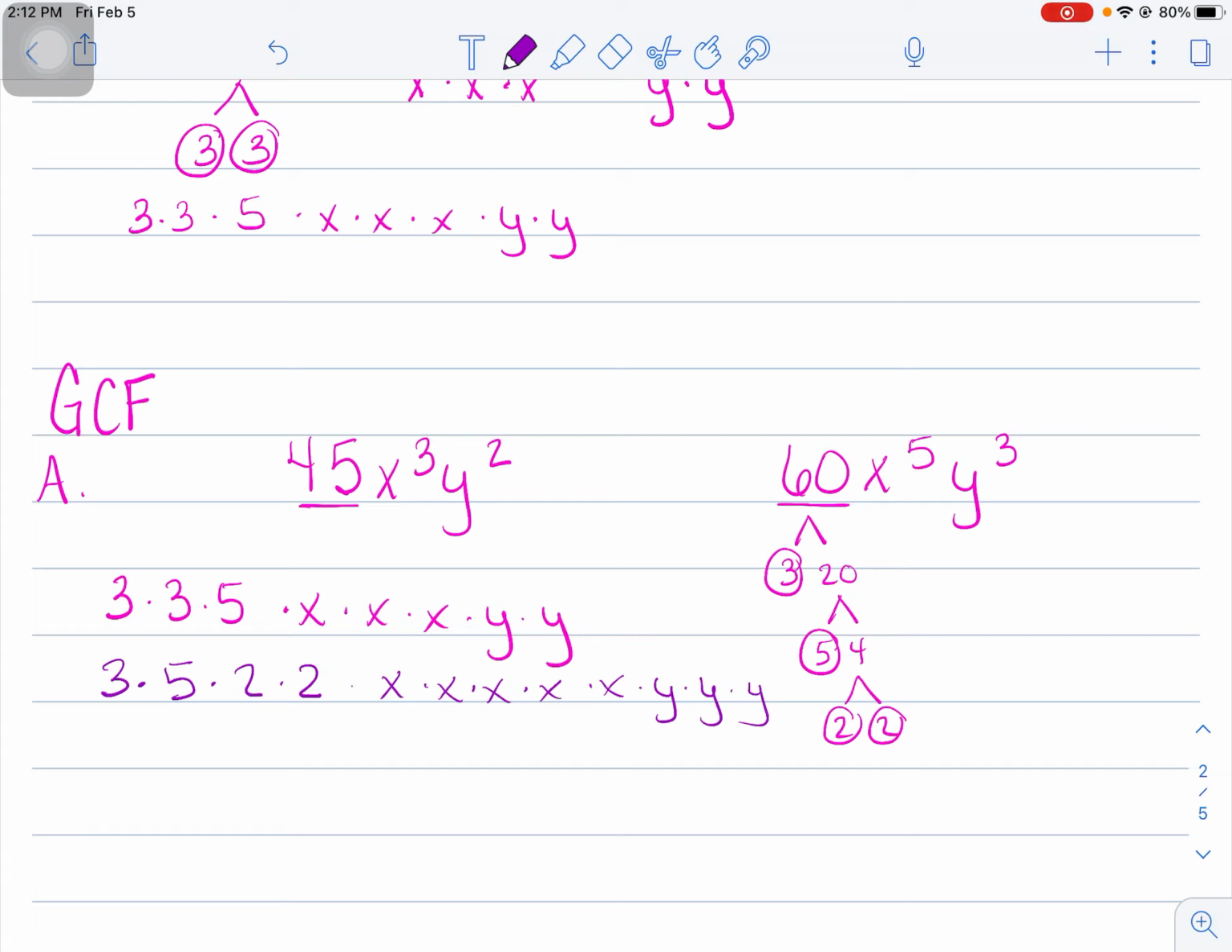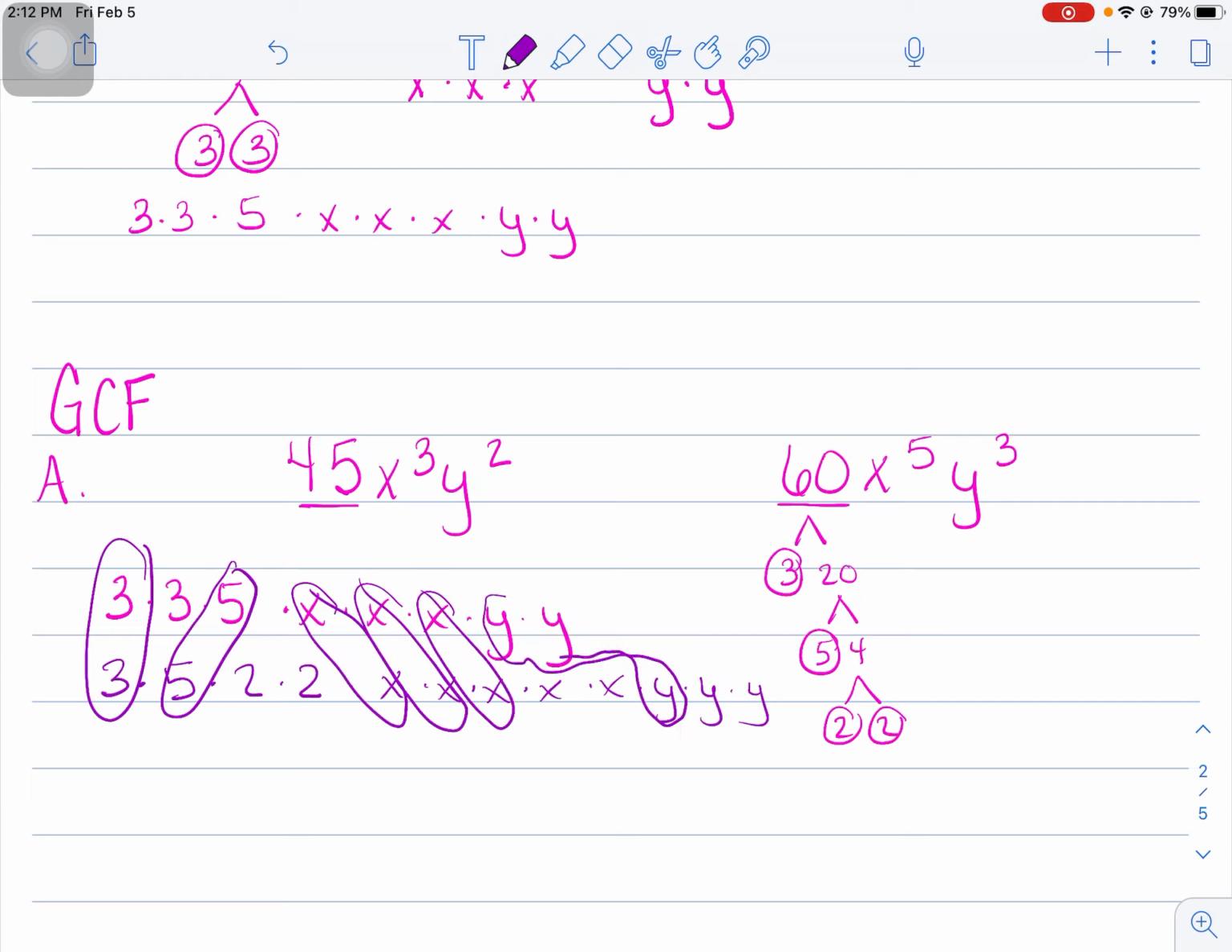Now, we're going to look and think about what matches up. So if I look here, I have 3's that match up. I have some 5's that match up. I don't have any 2's. I have an x, x, x, and then I have my y, and I have another y. So what we have that matches up is going to be the greatest common factor for both.